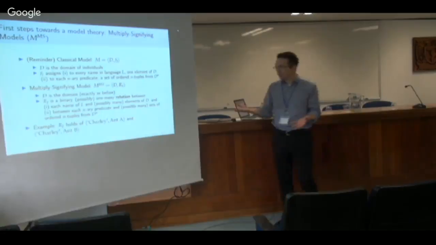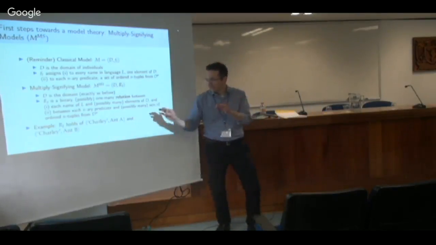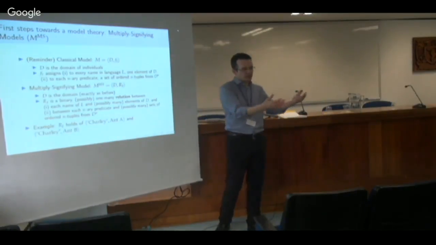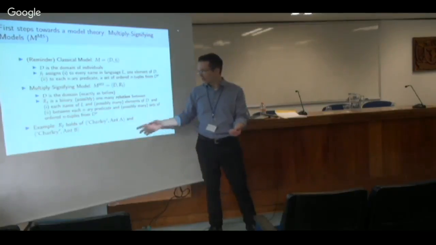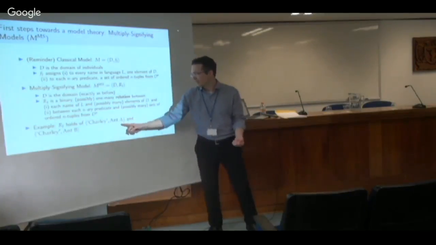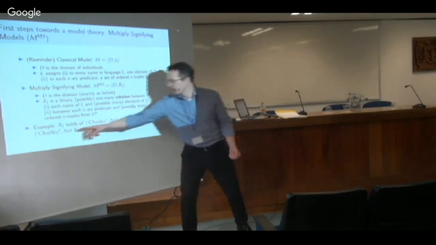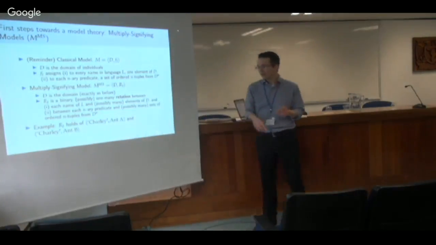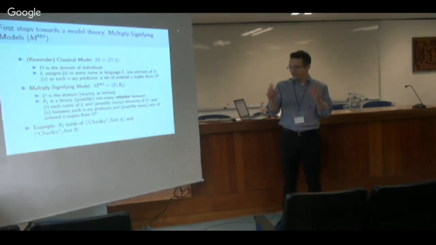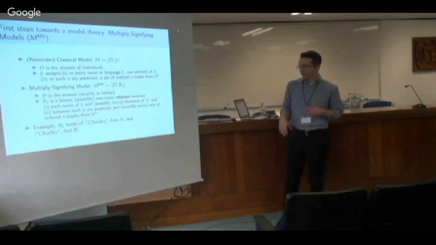So for example, take the interpretation relation in the story I told about Fred and his ant farm. The name Charlie and Ant A, and the name Charlie and Ant B. Those are the two things that Charlie refers to, and so the interpretation relation captures them that way.